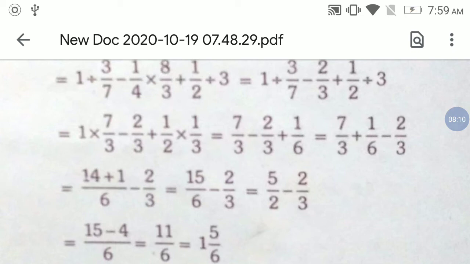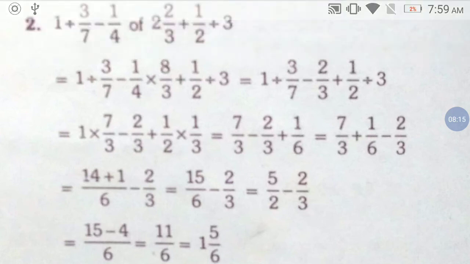One divided by 3 upon 7 minus 1 upon 4 multiplied by, as "of" is there, we will convert it into a multiplication sign, multiplied by 2 whole 2 by 3. That will be converted into an improper fraction, and that will be 8 by 3. 3 2s are 6, 6 plus 2, 8. Again plus 1 upon 2 divided by 3.